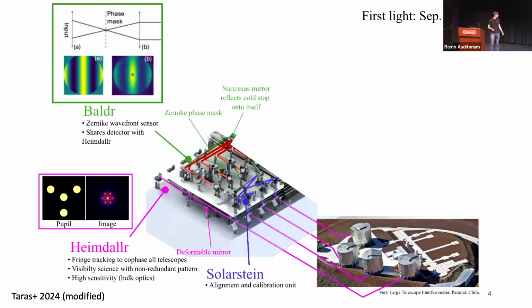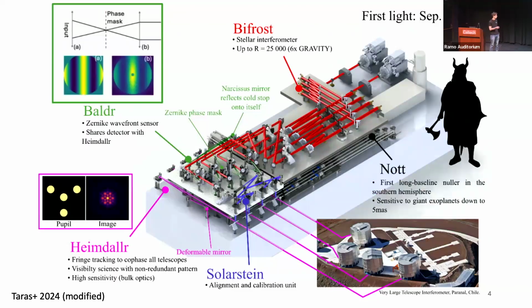So now to the Asgard instrument suite. This is phase 1, which is currently at the telescope. We have an alignment and calibration unit. On the lower level, we have a fringe tracker in the K-band that's built with bulk optics for high sensitivity. And on the upper level, we have a second-stage adaptive optics system using a Zernike phase mask. And these two actually share the same detector. And then later in the year, we've got 2 science instruments. NOT, which is going to be the focus of this talk, and also a stellar interferometer. And NOT is going to be the first long baseline nulling interferometer in the southern hemisphere and sensitive down to giant exoplanets at 5 milliarc seconds.